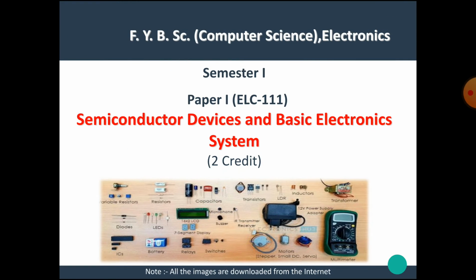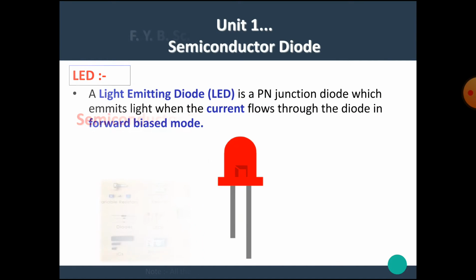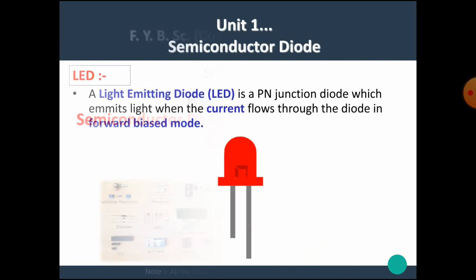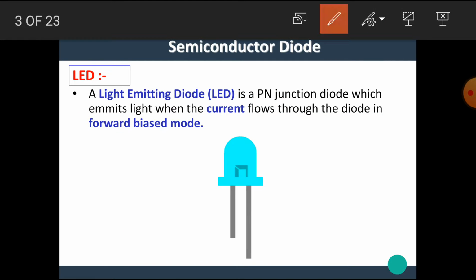In the previous video, we have seen the details about the Zener diode. In that video, we have seen the mechanism of the Zener breakdown and the avalanche breakdown. The link of the previous video is available in the description box. Please check it.